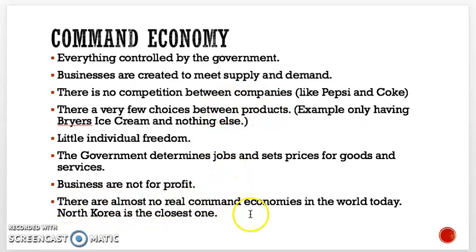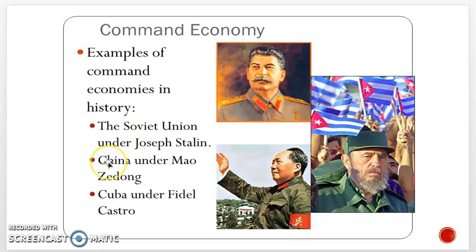There's almost no real command economies in the world today. North Korea is the closest one that is still there, and they're very isolated from the rest of the world. So these are some examples of command economies throughout history. You had the Soviet Union at one point, which was Russia under Joseph Stalin. You had China at one point, and you had Cuba when it was more communist under Fidel Castro.